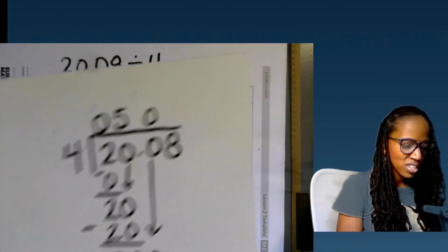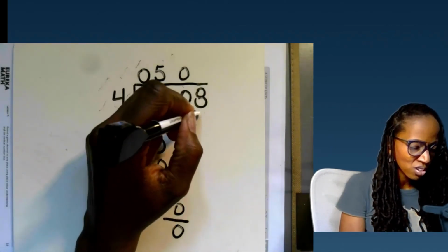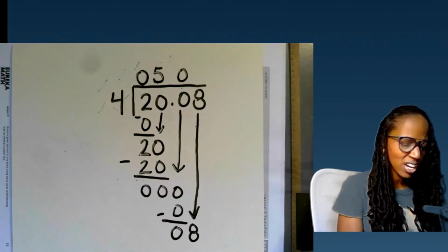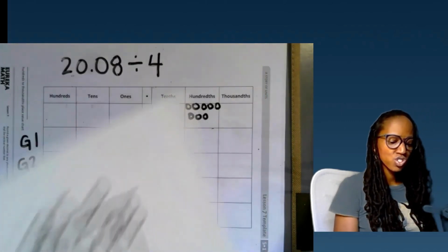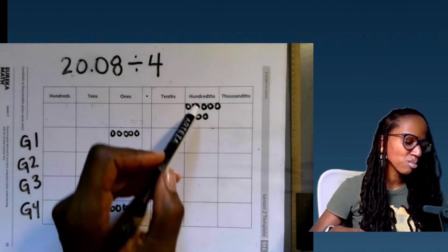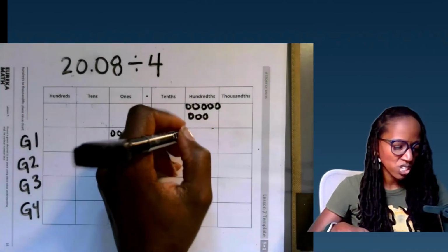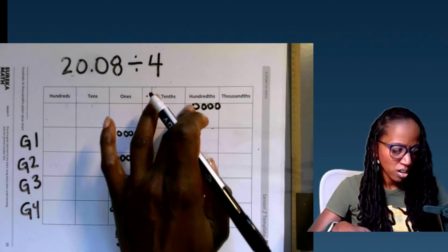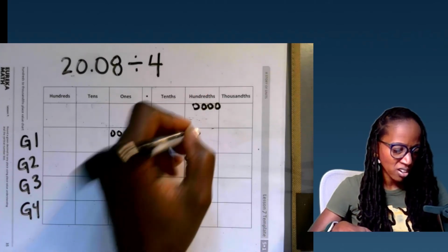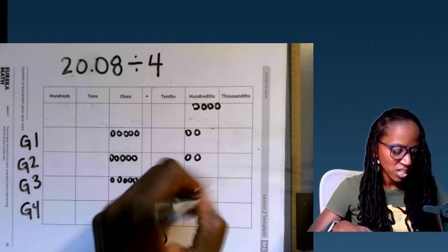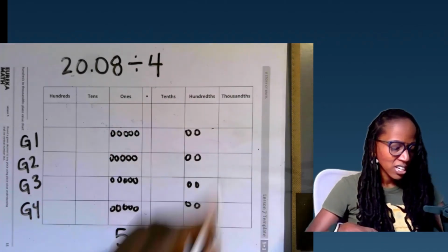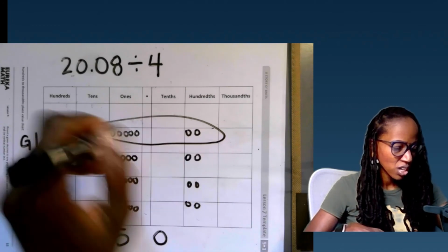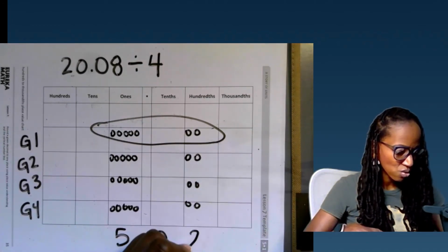So to represent that, I'm going to unbundle now, and I'm looking at my hundredths place, okay? So I have 8 hundredths left to share, which are represented on my place value chart. So let's go ahead and share those evenly into our 4 equal groups. 2, 3, 4. And it looks like this will work out perfectly. I've shared all my hundredths, and each group gets 2 hundredths.